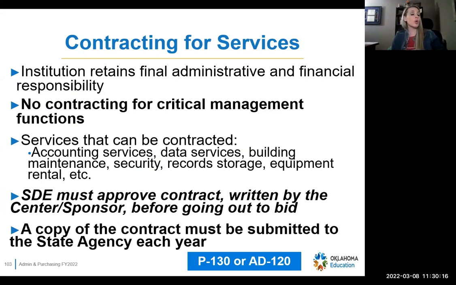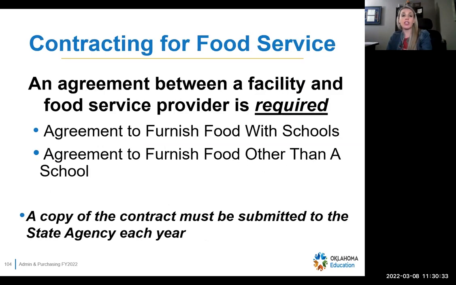So if you contract for services, any type of service, and you're using child nutrition funds, we have to have a contract. If it's for services, you have to create a contract, send it to us, we approve it, and then you can go out on bid, and that's for services. Now, the next thing that we talk about is contracting for food. So if you're with a vendor, you would do the agreement to furnish food other than a school, because you do it with the vendor.